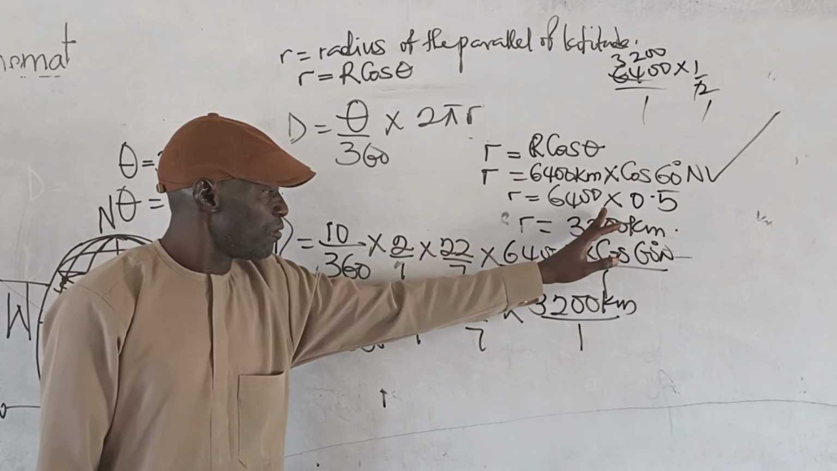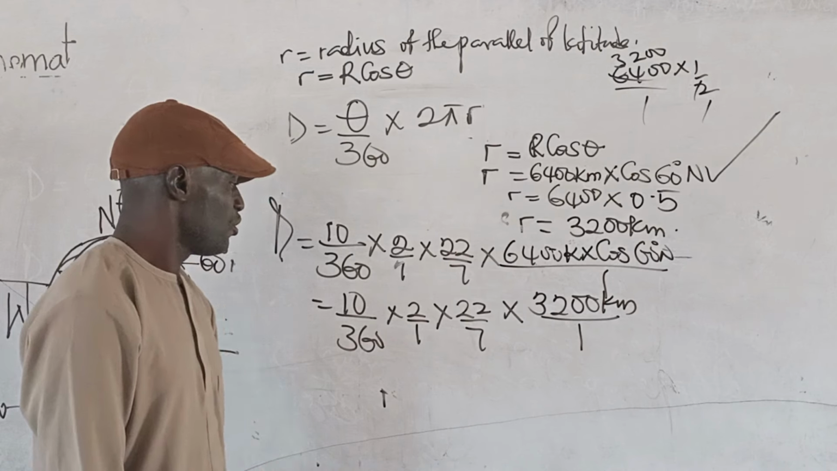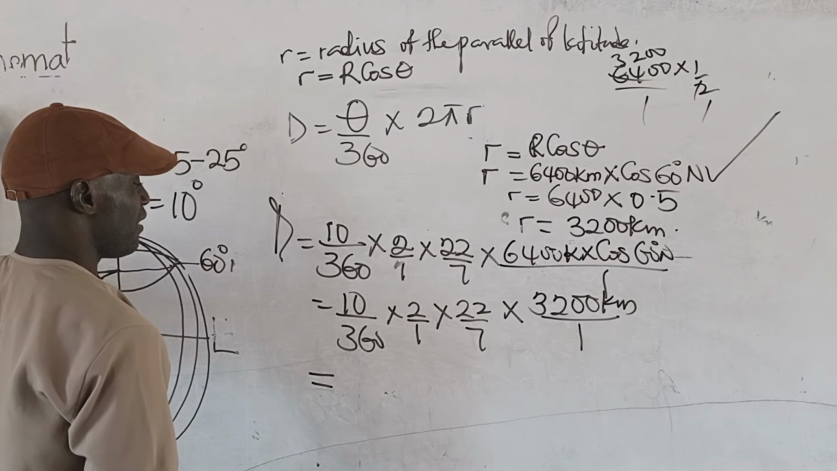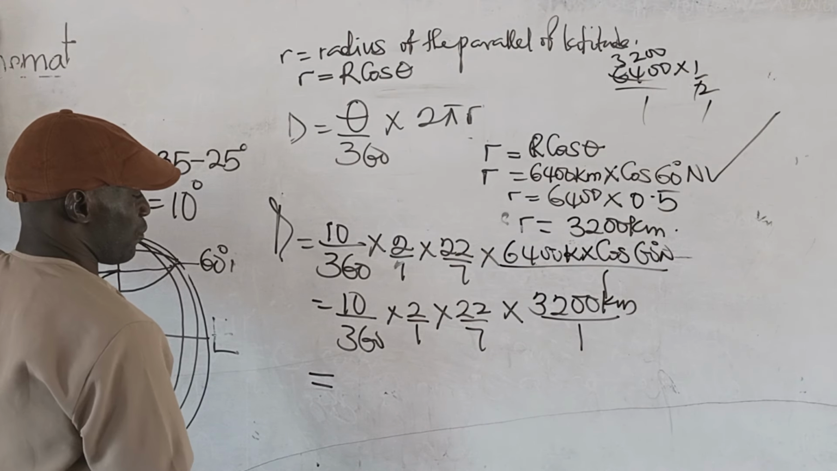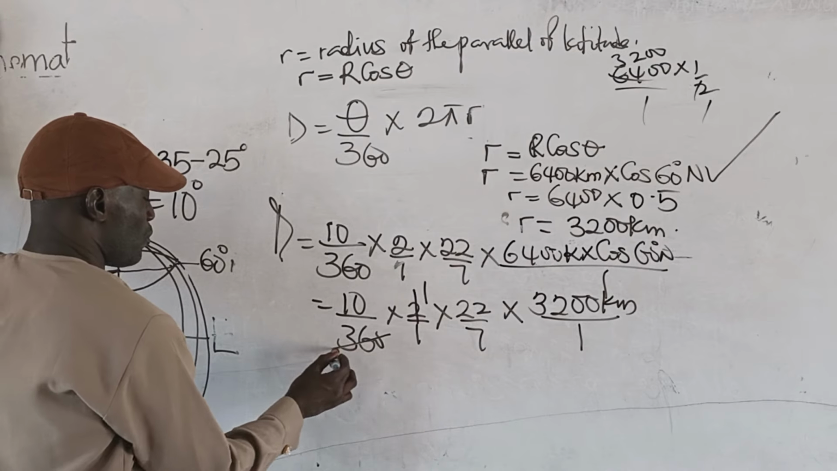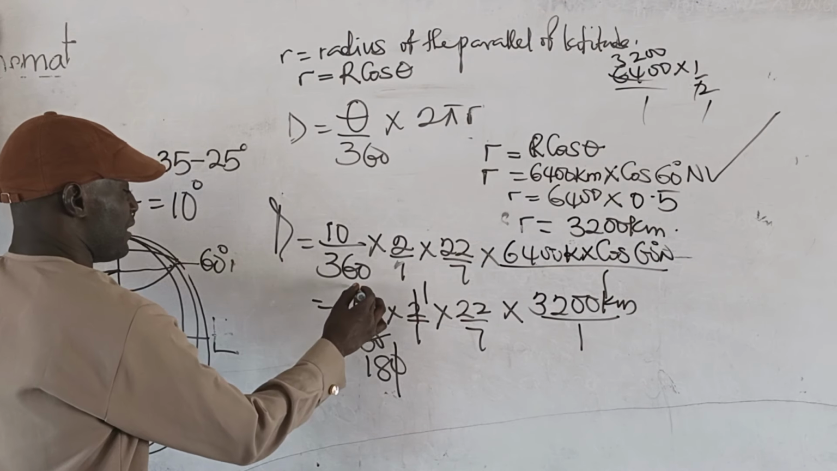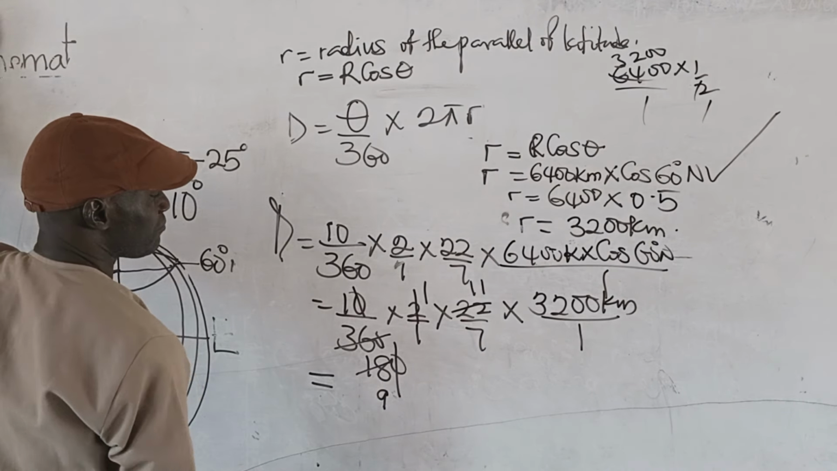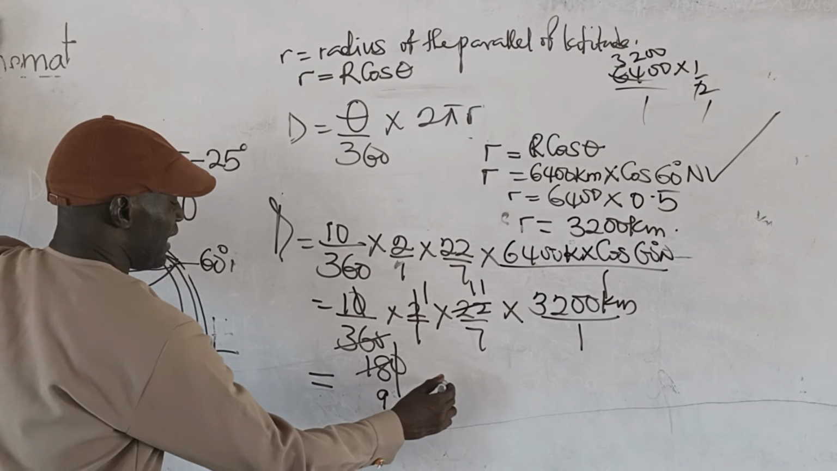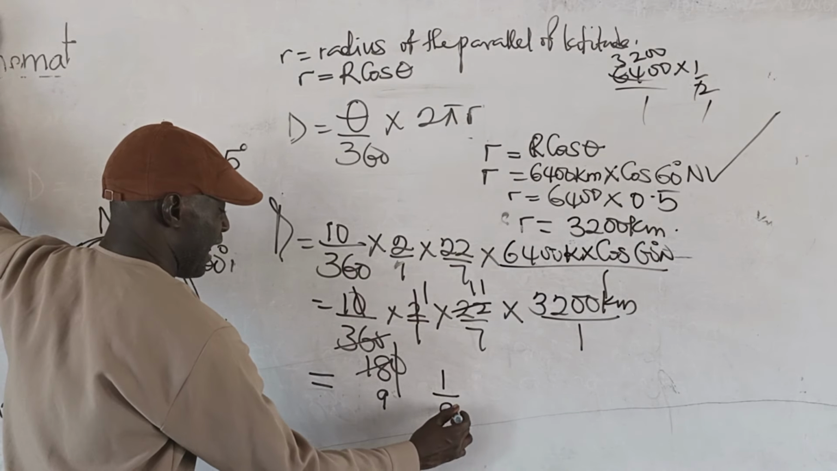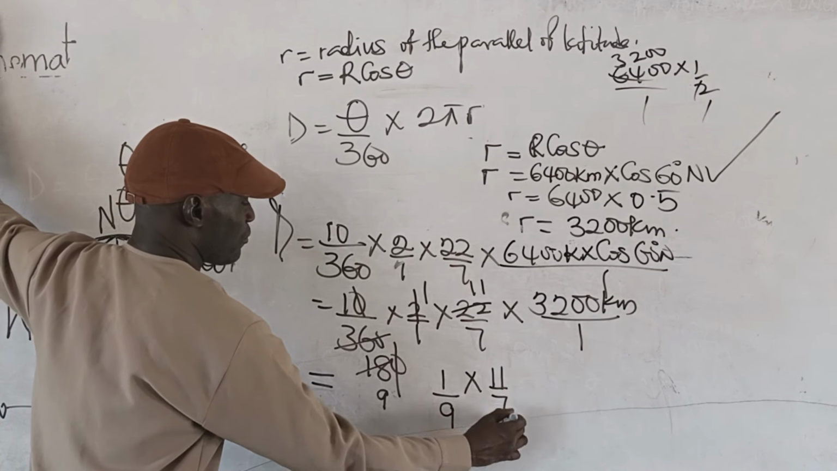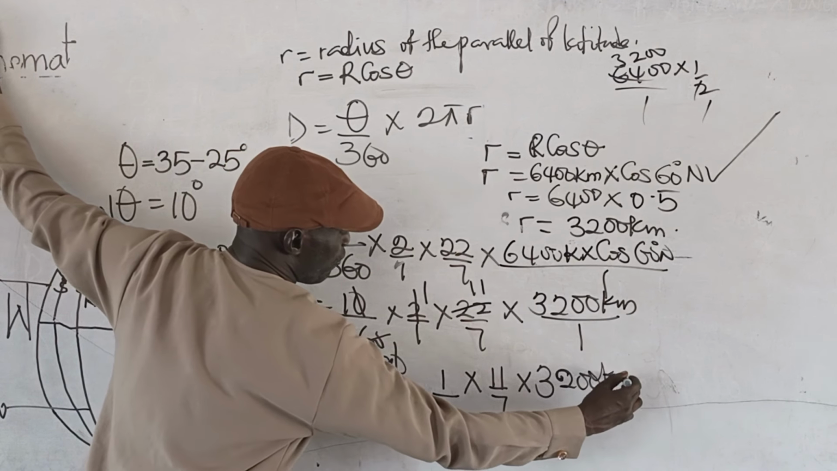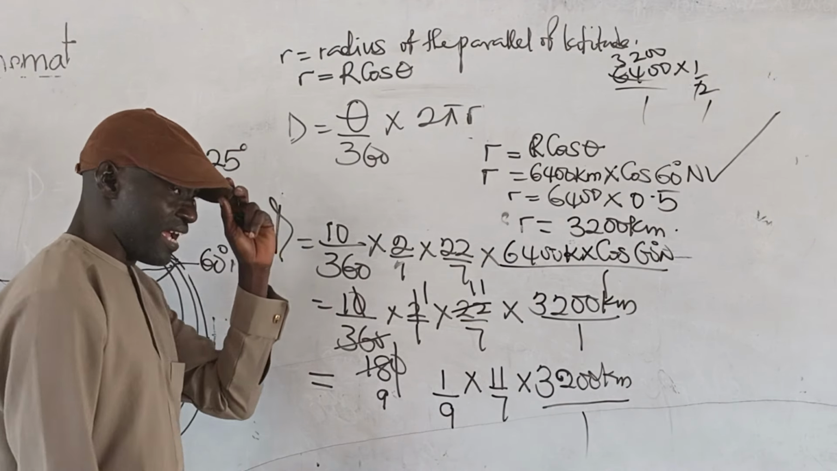Don't just move to the final result and place it there. You will be deducted 2 marks. So what we are going to do next is reduce it to its lowest terms. So 2 here, 1, 2 here is 180. I cut 0 with this. So 2 here is 11 and 2 here is 9. Good. So what we finally have in our working here is 1 over 9 times 11 over 7 times 3,200 kilometers over 1. Like I said, kilometer is a unit of distance.